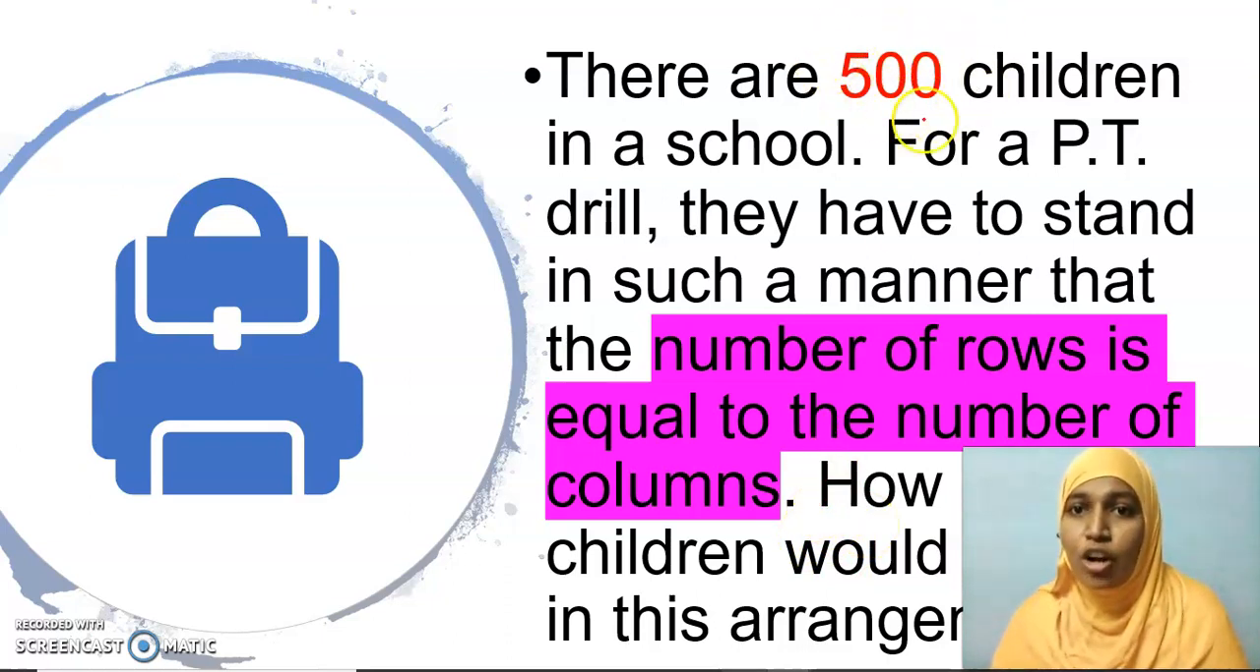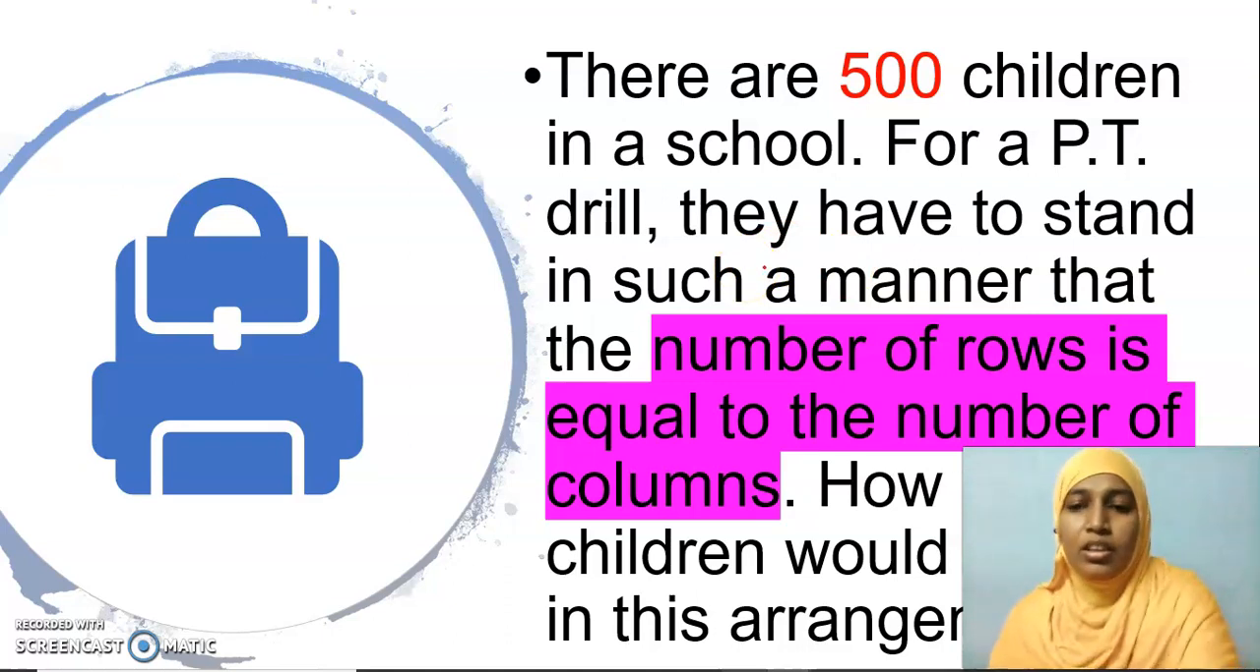Just because we cannot make a square with these 500 children, we will not be able to make a perfect square. So we have to leave some children out of the drill. To put it in a very crisp way, I can say: what number should be subtracted from 500 to make it a perfect square? This is the simplest way to ask the question. For this question, I am not going to give you the solution. You are going to do it in your classwork note.